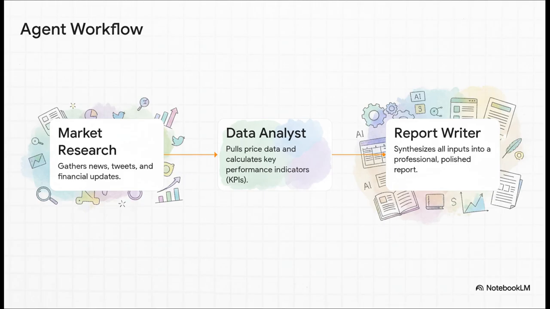And here's how this little team works together. First, you have the market research agent. It's like your intel gatherer, scouring news and social media. Then, the data analyst agent, your number cruncher, pulls hard data and calculates key metrics. And finally, the report writer agent takes all that info and synthesizes it into a polished professional document. It's a fully automated assembly line for insights.